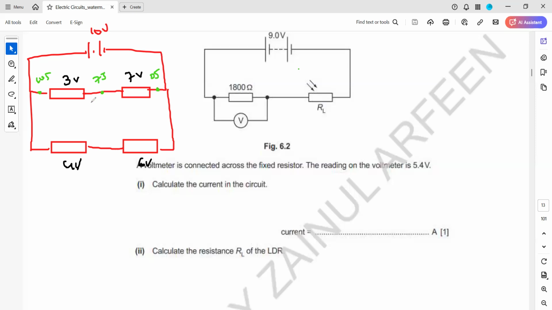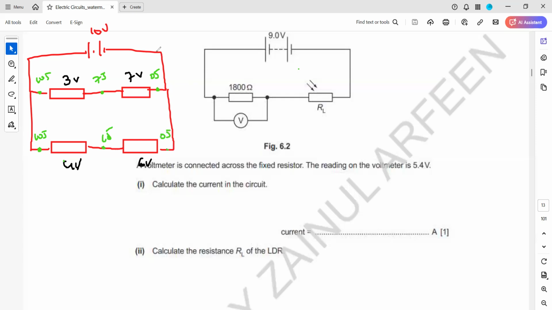These are connected in parallel to the battery. These are two different branches. So different branches can have different voltage across them. When the charges enter, it will have 10 joules here. It transfers 4, so the remaining will be 6. And it transfers 6, the remaining will be 0.